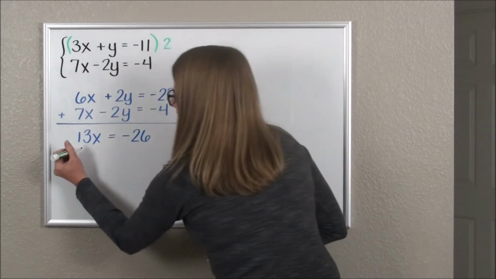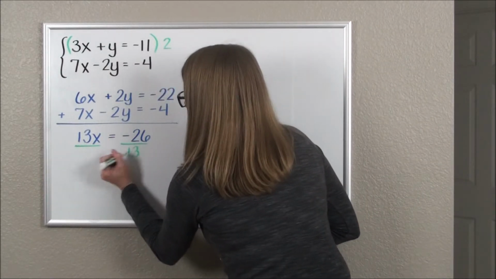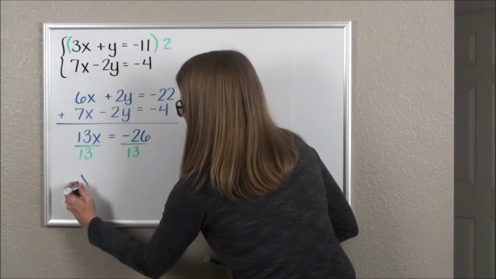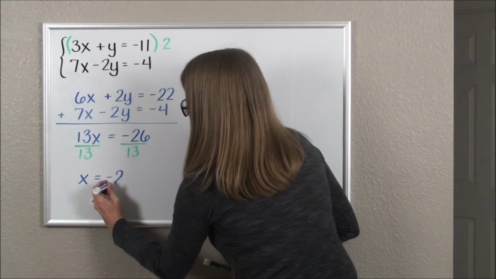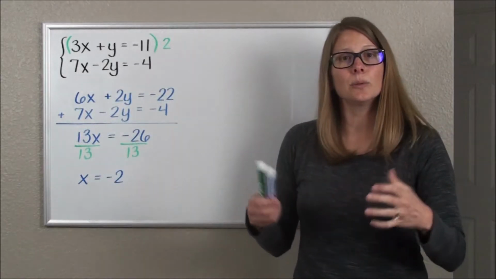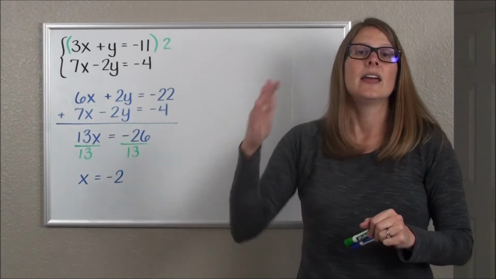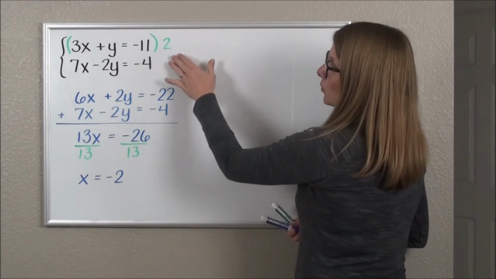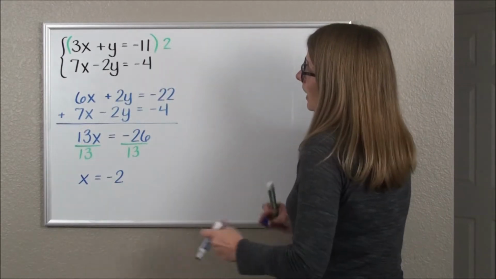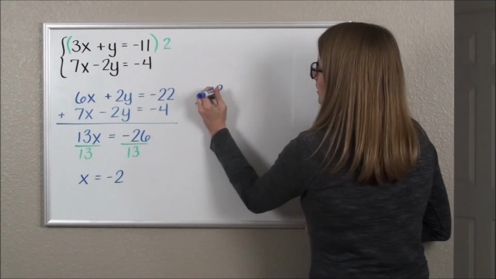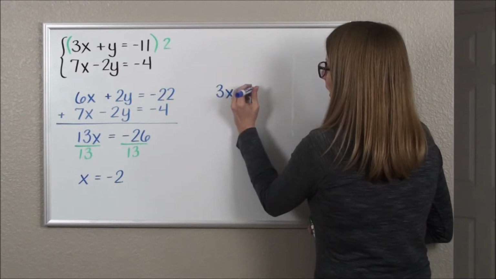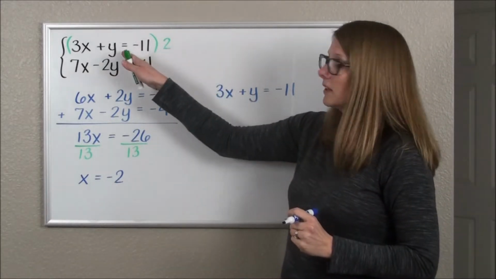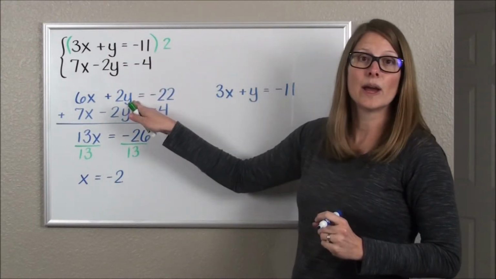So now to isolate x, I'm going to divide by 13 on both sides. And x will be negative 2. But as we've seen before, when we're solving these systems, there are 2 parts to our answer. There's the x-coordinate and the y-coordinate. So let's go back and plug this x value into one of the original equations. I'm going to go ahead and pick the first original, which was 3x plus y equals negative 11. Always go back to the very original. Don't go back to one that you had manipulated.